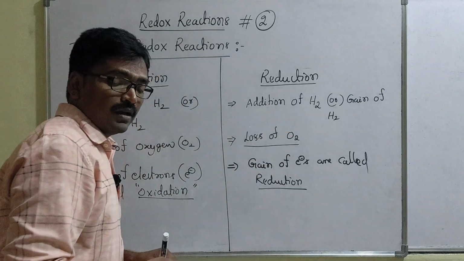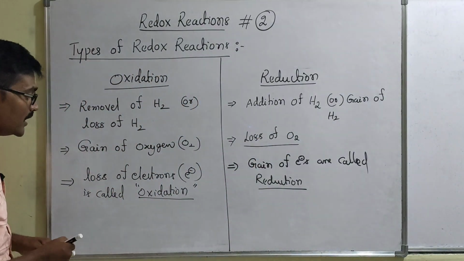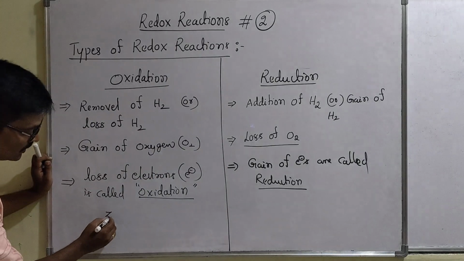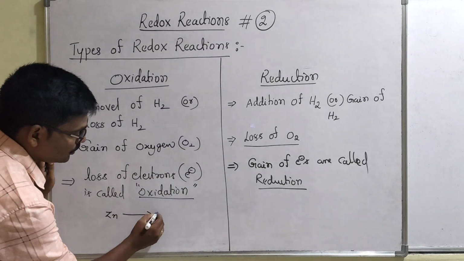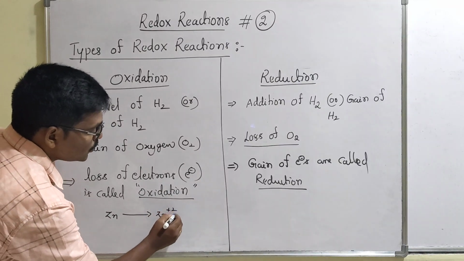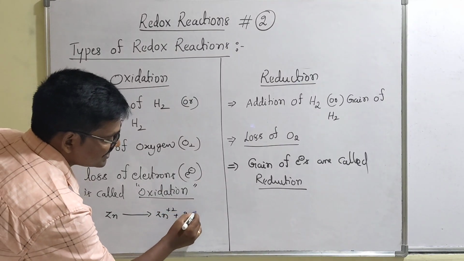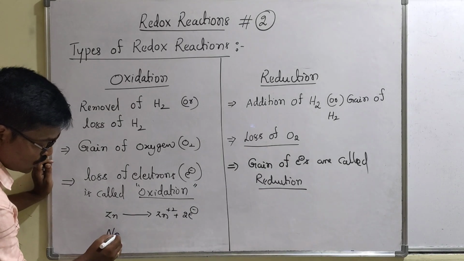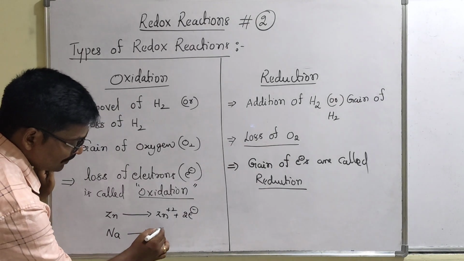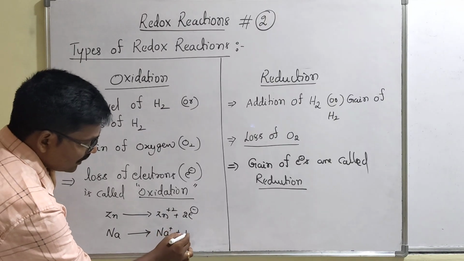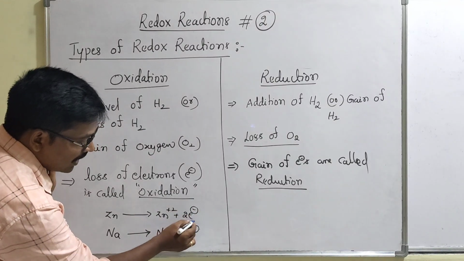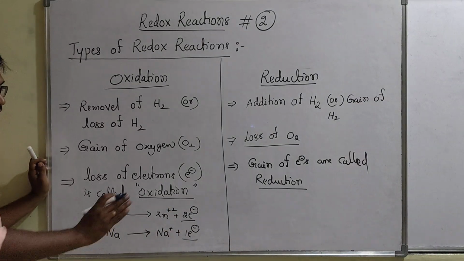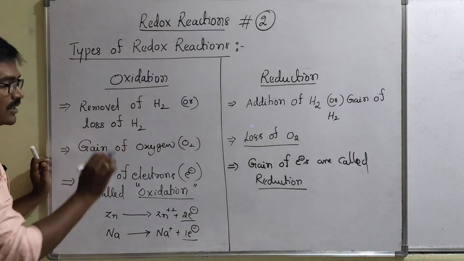Clear? Now, an example of oxidation in terms of electrons: zinc can be converted into Zn2+ by losing 2 electrons. Or sodium, Na, becomes Na+ by losing 1 electron. This is what we call loss of electrons, and we call it oxidation.